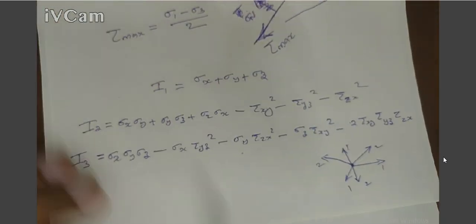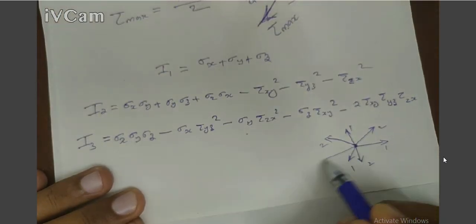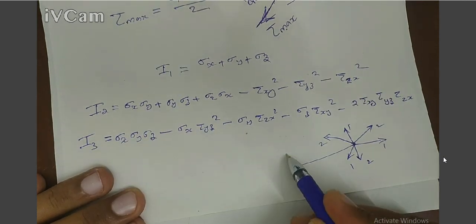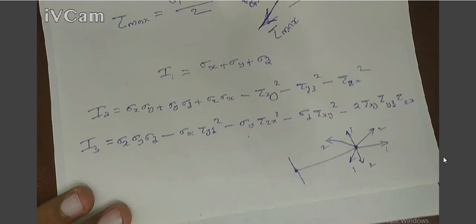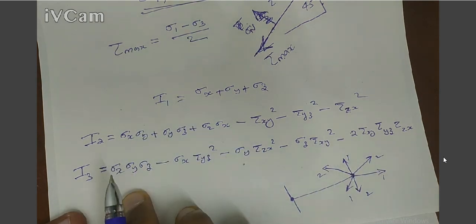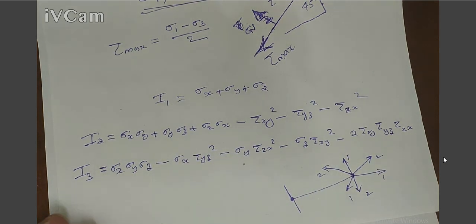So how can we change this stress invariant? By changing the point. If you change the point from here to here, the stress invariant will vary. At the same time, the stress value also will vary. But for a particular point, if we change the orientation of the axis, the stress invariant will not vary. Okay, so that is the main characteristic of this stress invariant. So that is about the principal stress. And this is the conclusion.